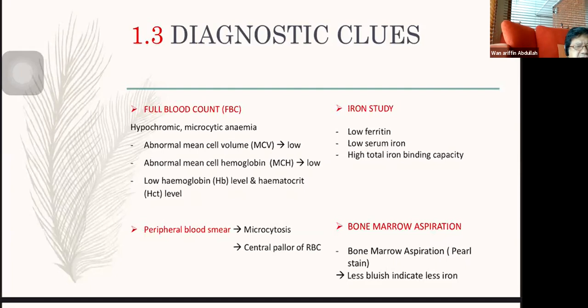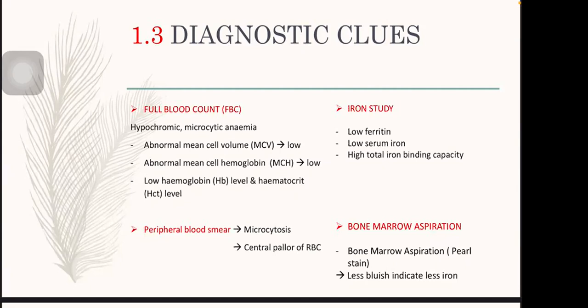Hypochromasia, isn't it? Hypochromasia. Yes. So this central pallor shows that there's a low hemoglobin level, which gives the red pigment in the red blood cells. Next is iron study.